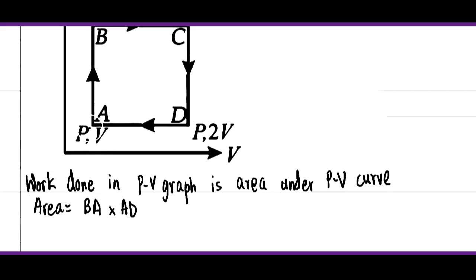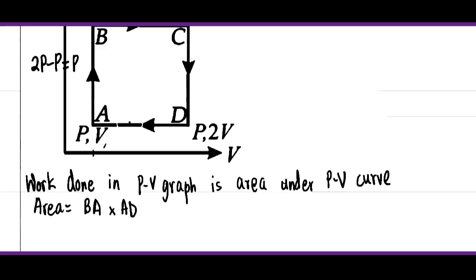So BA: if we see over here, this is V and this is also V, so the x coordinate is the same over here. And P changes from P to 2P, which means the side has a length of 2P minus P, which will be equal to P.